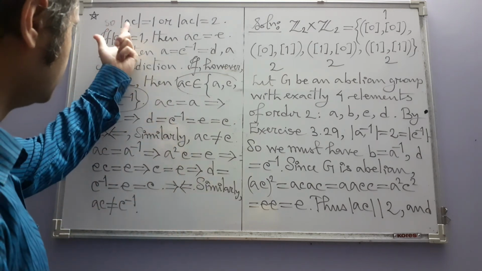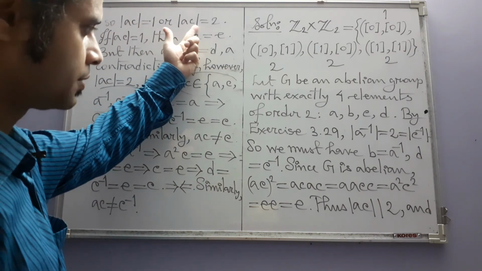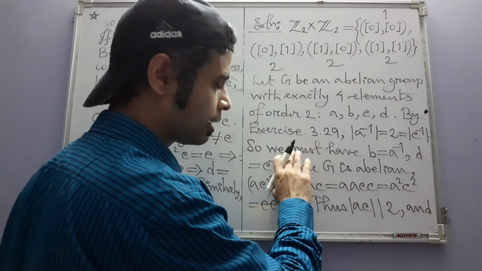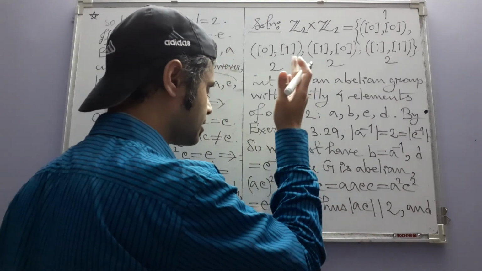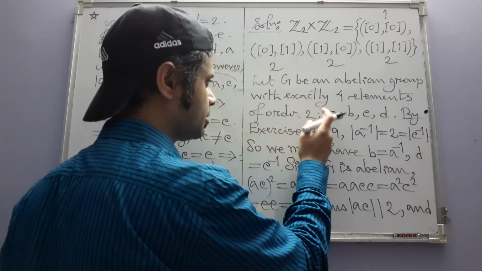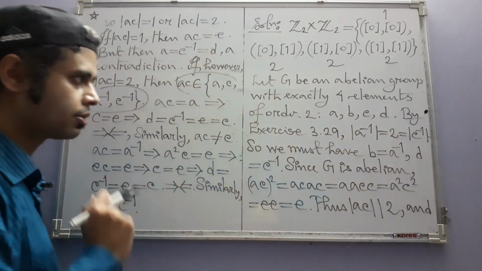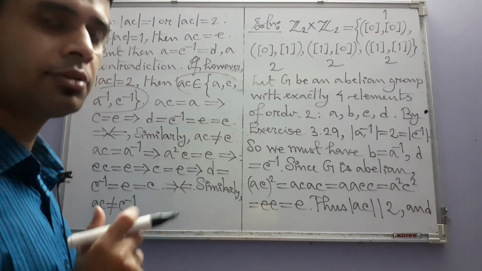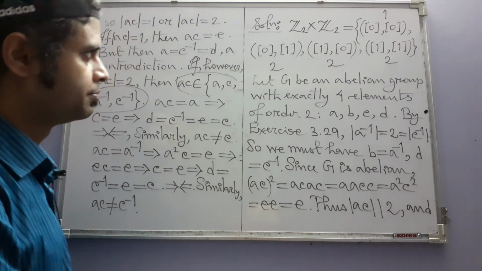So neither this happens nor this happens. That means something must be false before that, and that false thing is our original supposition that there are exactly 4 elements of order 2. So the group cannot have precisely 4 elements of order 2.